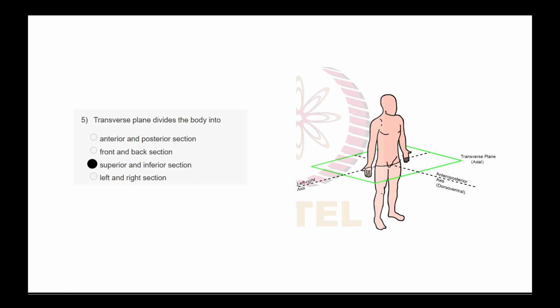Always remember, these planes won't divide the body into equal halves. It's just a relative superior section and a relative inferior section. The division can be here in the chest region or here at the knee region.